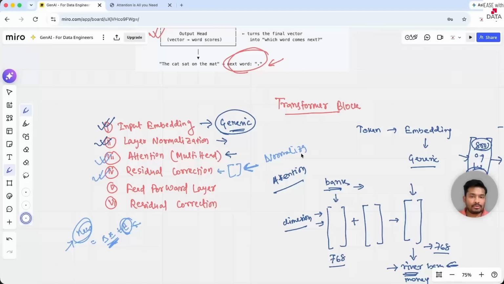Okay, so if you remember the normalization, where we tune down the numbers properly so that they do not overpower or overshadow other numbers. So we do normalization and then we put it into the feed forward layer. So the next thing that we will discuss is the feed forward layer.